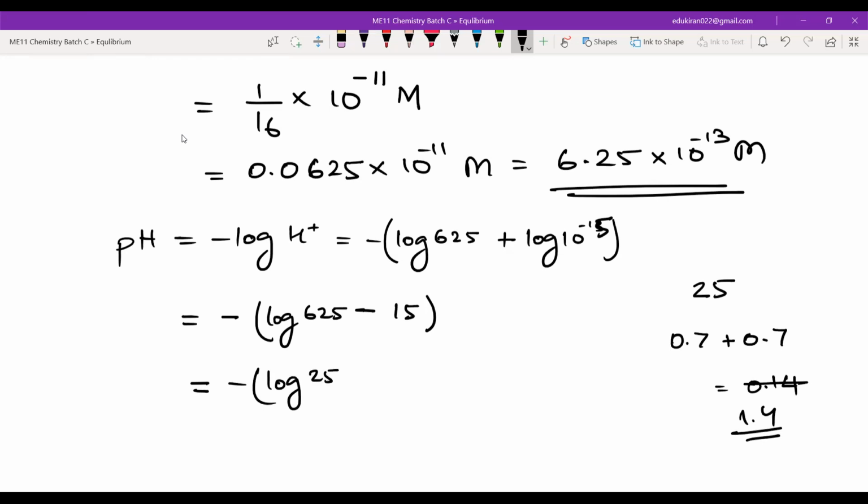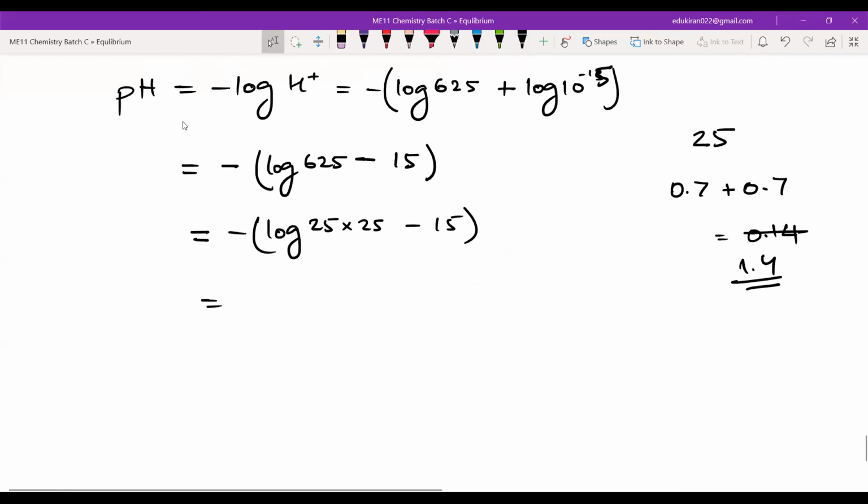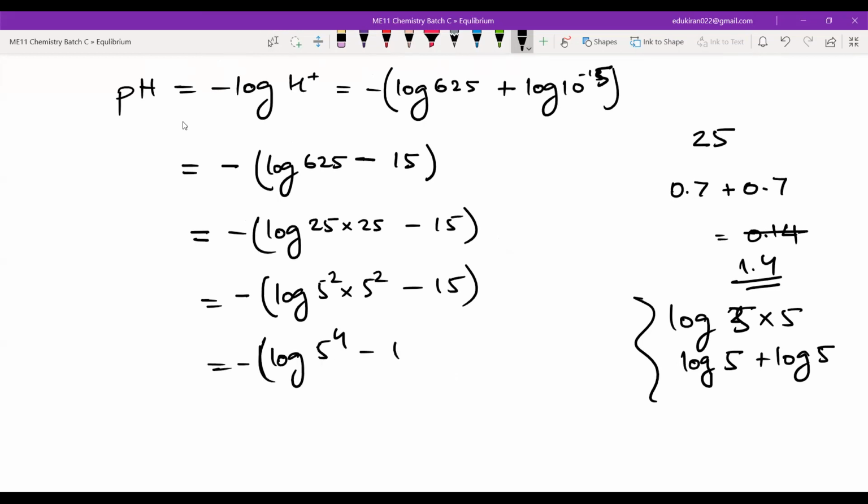Six 25 is what? 25 into 25, yes or no? Yes. Minus 15. And also, here you can calculate log of 25. Log of 25 is what? 5 into 5. That means log of 5 plus log of 5. This you can calculate easily. This you can write as log of 5 square into 5 square minus 15. You can write as minus of log of 5 to the power of 4 minus 15.